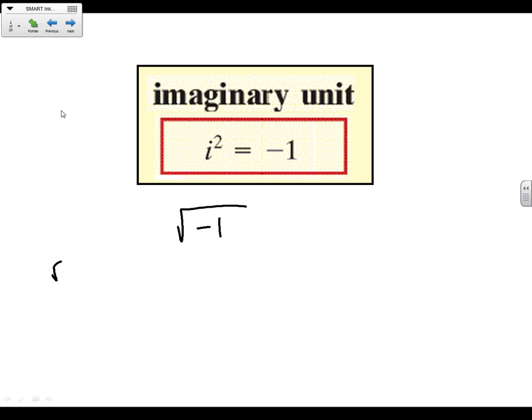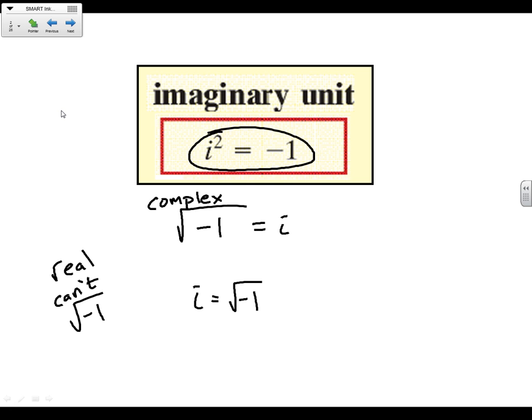So with real numbers, we cannot square root negative 1. With complex numbers, the square root of negative 1, we're going to call that thing i. So i is defined as the square root of negative 1. Therefore, if we square both sides, i squared just becomes negative 1. All right, so that's the new thing that we're going to be dealing with in this section.